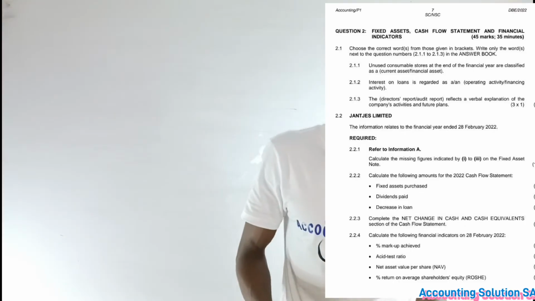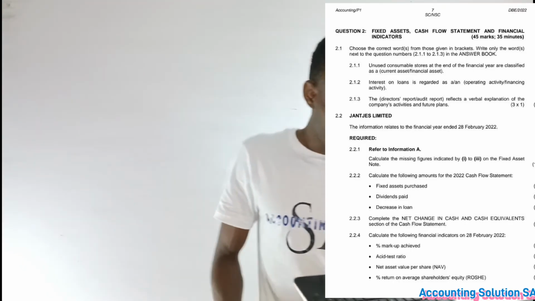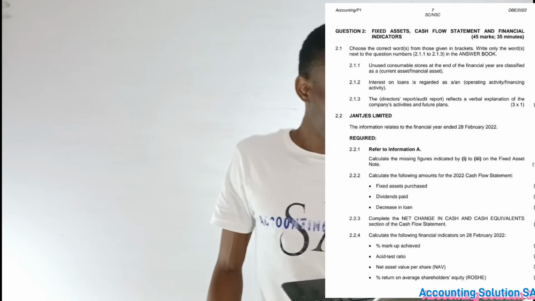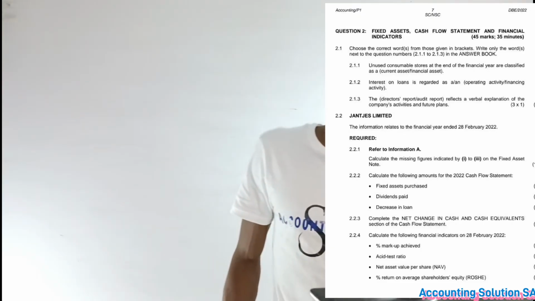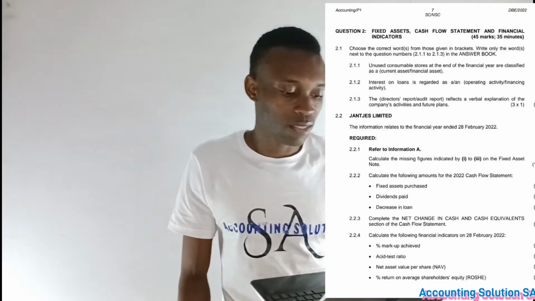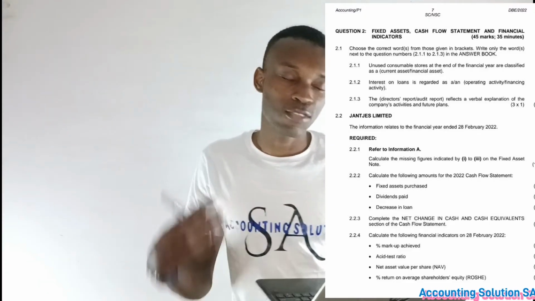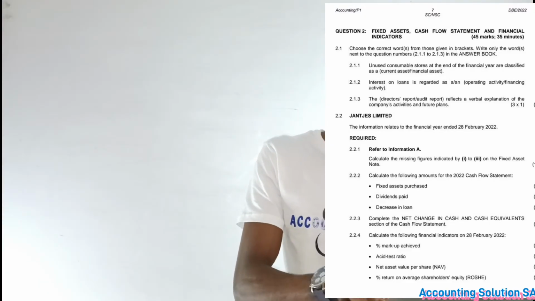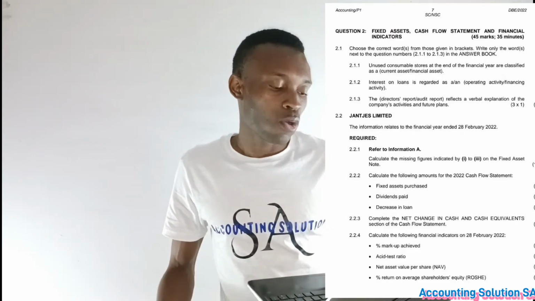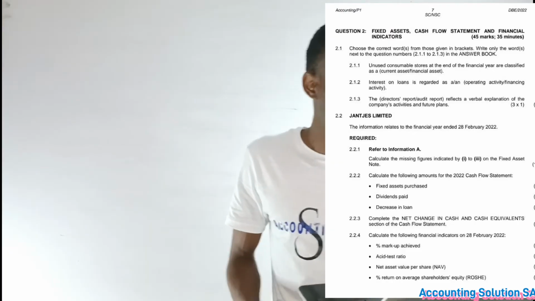All the closing balance, consumable store, trade inventory at the end of the day we return back to our financial statement under current assets. Okay, then question 2.1.2, interest on loan is regarded as operating activity or financing activity. The answer is financing activity. Remember, under cash flow statement we record a loan repayment or loan raise under financing activity.